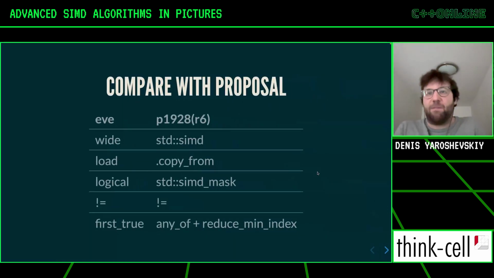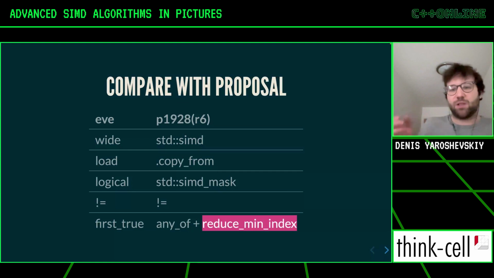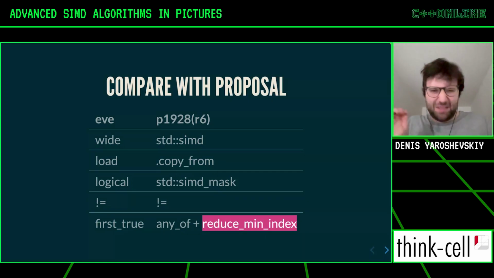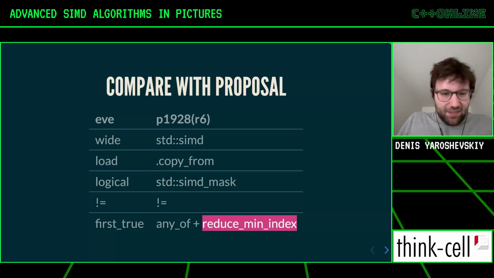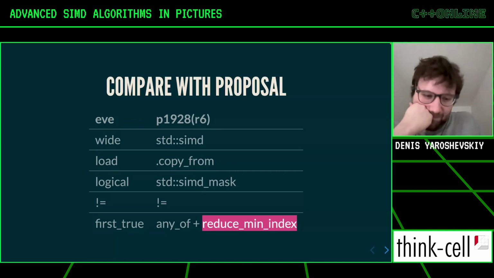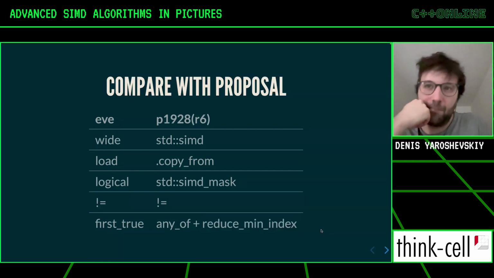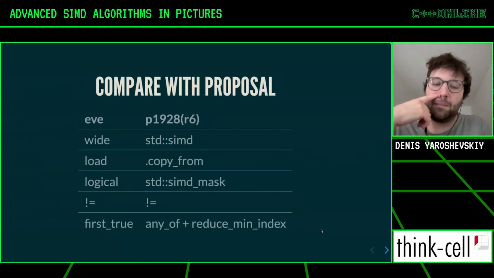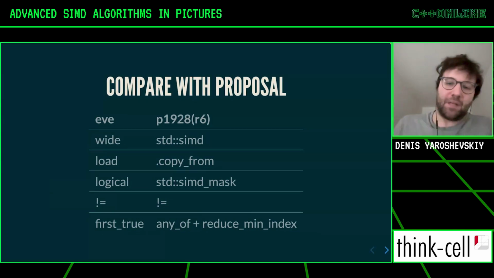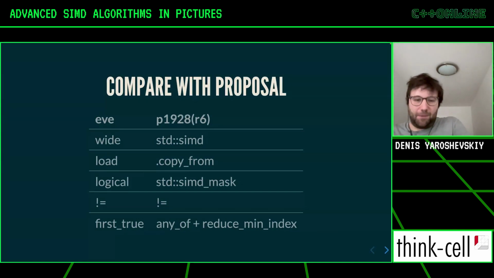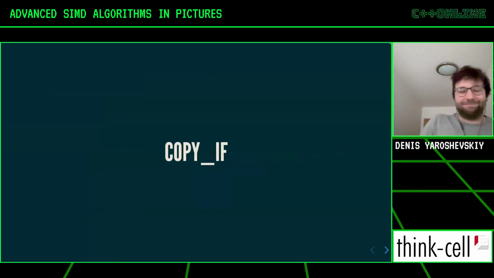I am perfectly fine with this API. I think it's quite okay, except I don't like reduce min index. I think it's quite a horrible name. The previous version called it find first set or something, which I like quite a bit better. Somebody's typing. If there's a question, I'm going to wait for it. If you have any questions, it's okay. We'll have time for questions.